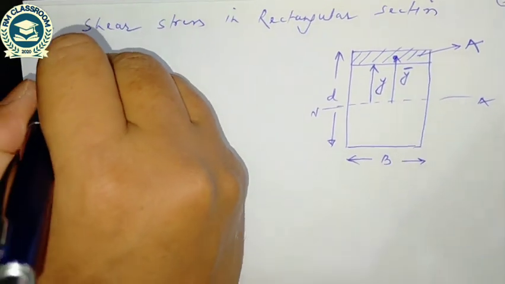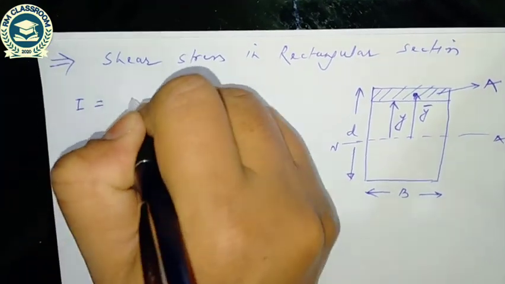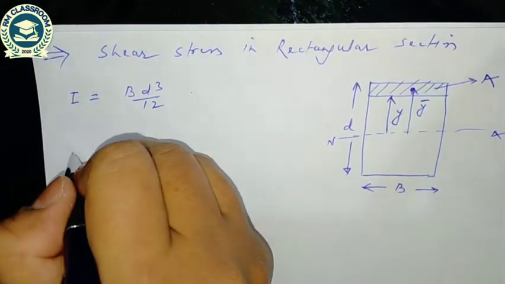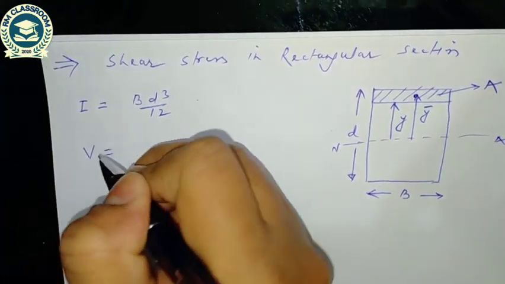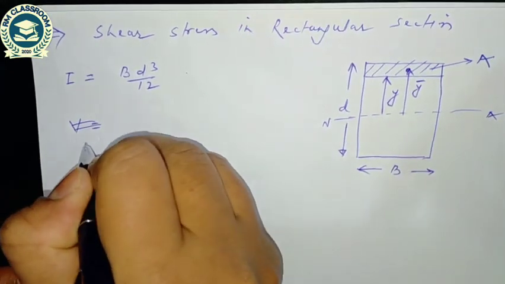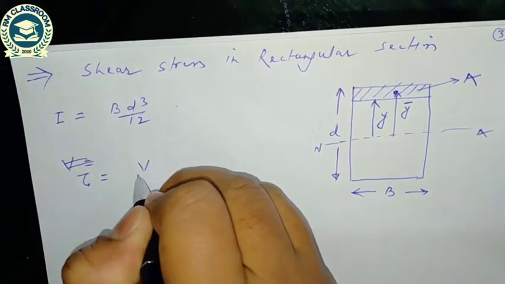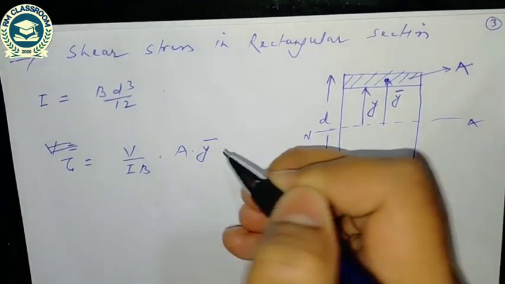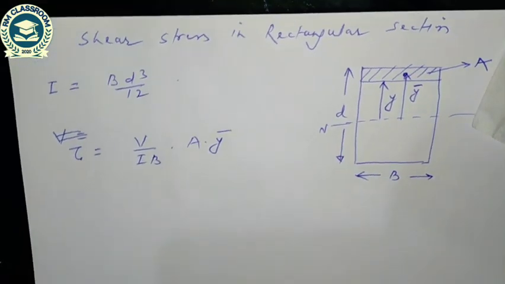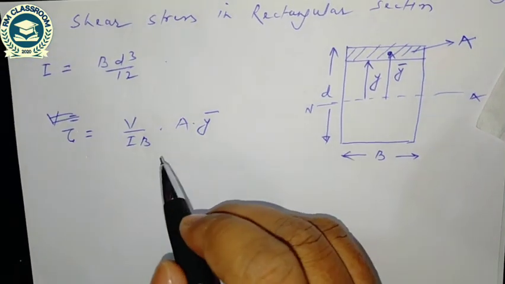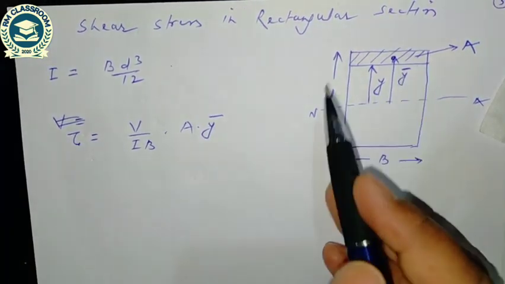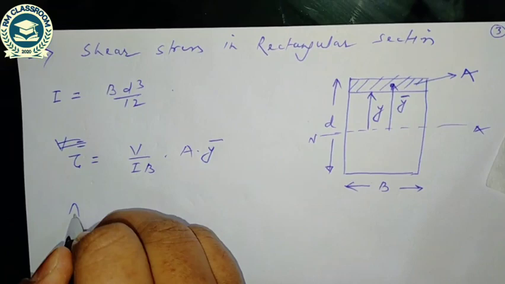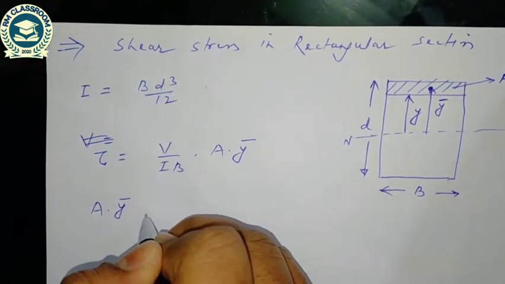So we know the moment of inertia I is equal to B d cubed by 12, and the expression of shear stress is tau is equal to V upon I B into A y bar, where V is the shear force at that section where we have to compute the shear stress, I is the moment of inertia of that section. So firstly I will compute the moment of area A y bar.